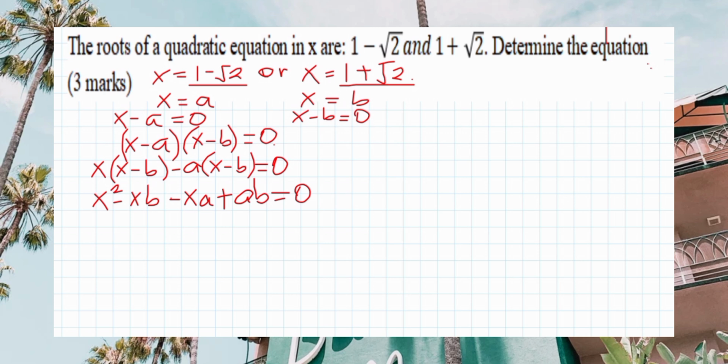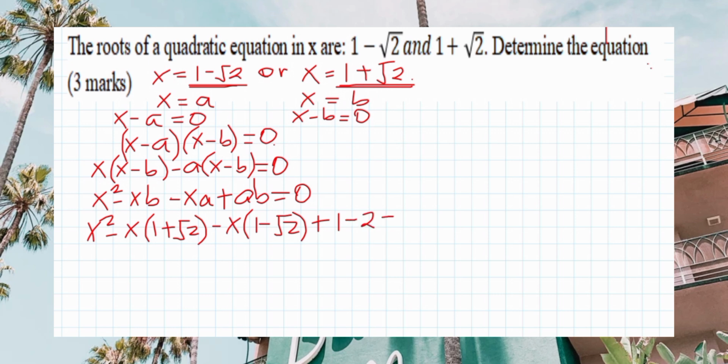So that now, in this case, we are going to have x squared. We take away the value of x multiplied by b, and our b is x plus root 2, and then take away x, put back the value of a, which is now 1 minus root 2, and then plus a times b. So when we look at 1 minus root 2 multiplied by 1 plus root 2, we know that that is a difference of 2 squares. And so this is going to be 1. We take away 2. And now this value all is going to be equals to 0.